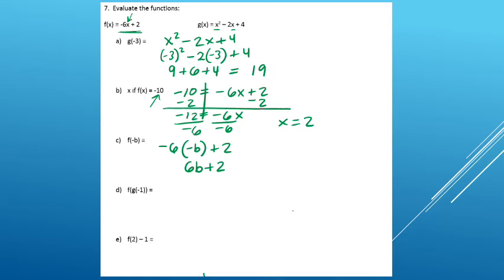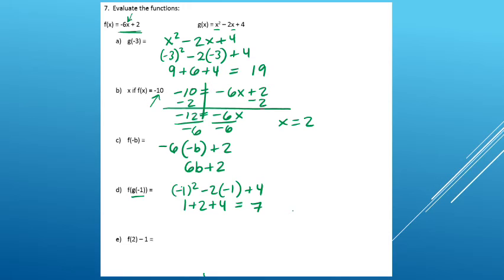All right, D looks a little bit intimidating at first, but again, we're just going to go a step at a time. So we're going to start by finding g of negative 1. So we're going to plug in negative 1 squared minus 2 times negative 1 plus 4. So negative 1 squared is 1, negative 2 times negative 1 is positive 2, and then plus 4. So we get an answer here of 7.